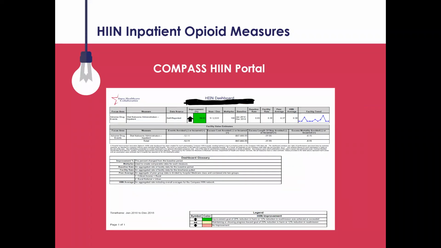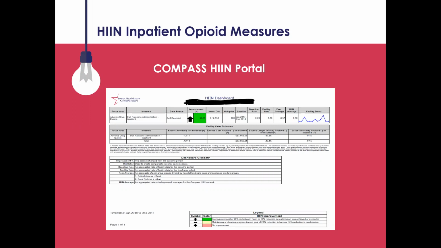As part of participation in the Compass HIIN network, hospitals are able to access several reports. Two we will discuss are the dashboard and the run chart. The HIIN dashboard provides a stoplight view of current hospital progress toward HIIN program goals. And the de-identified dashboard in this slide tells a hospital a few key things. And hopefully it's big enough for you to see.